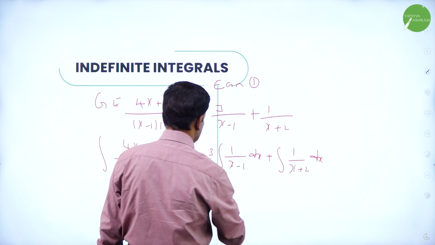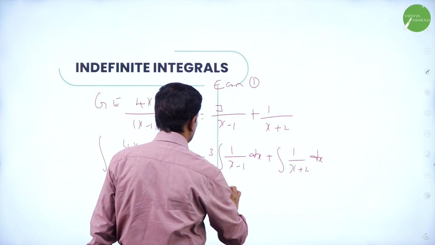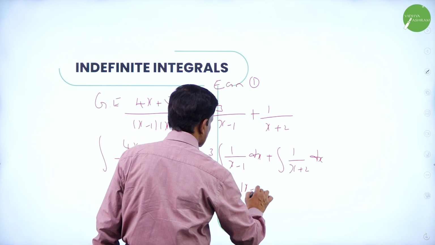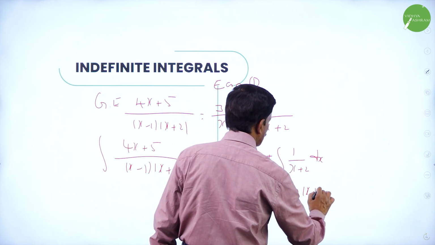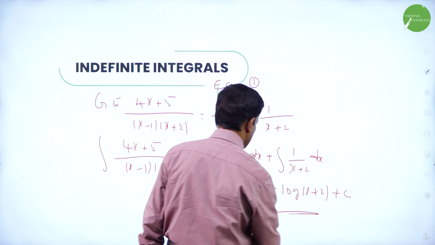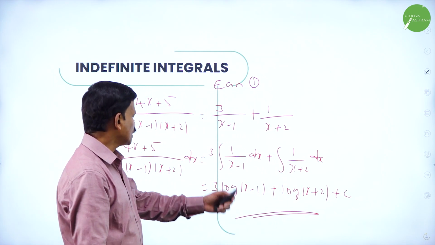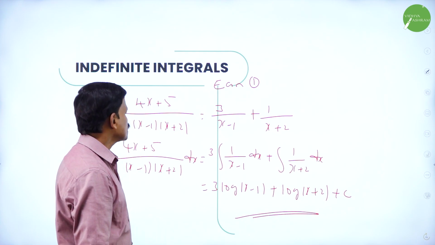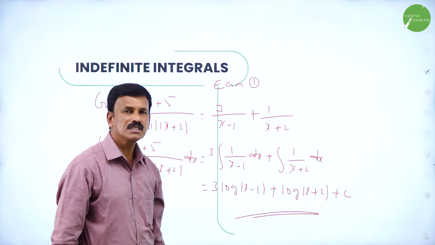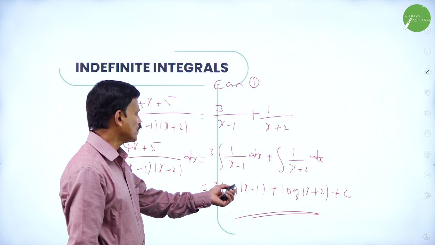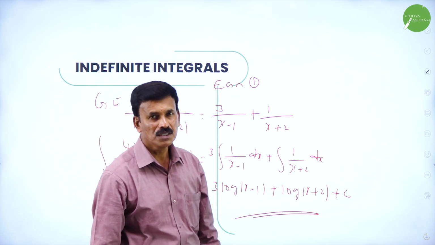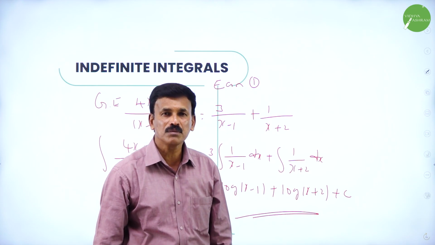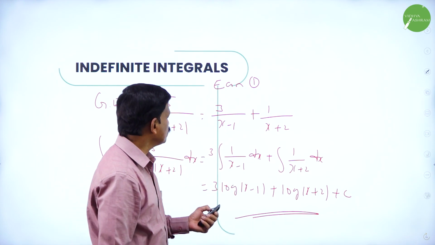So this is equal to 3 into integration of 1 over x minus 1, which is log of x minus 1, plus integration of 1 over x plus 2, which is log of x plus 2, plus c is the integrated answer. That's it. So the integrated answer is 3 log of x minus 1 plus log of x plus 2 plus c. If you want, you can also write log of x minus 1 whole cube plus log of x plus 2 plus c. Okay, so this is very important for 3 marks. Now move on to the next problem.